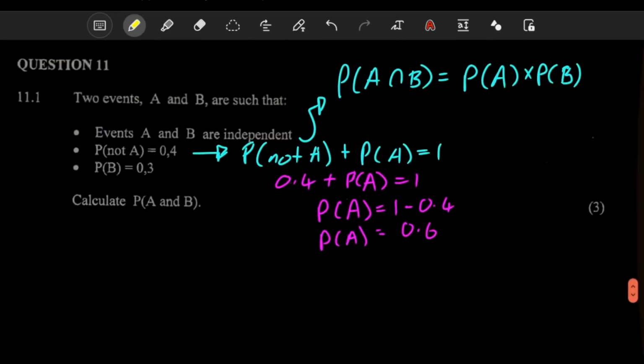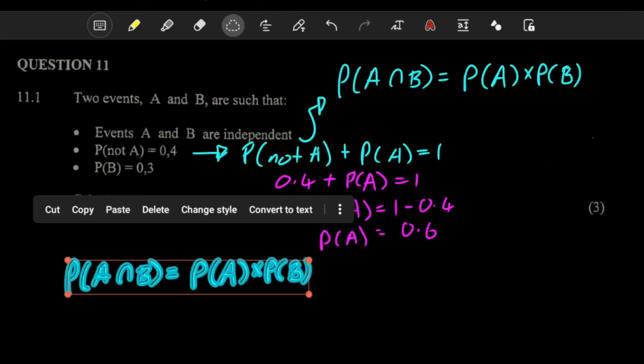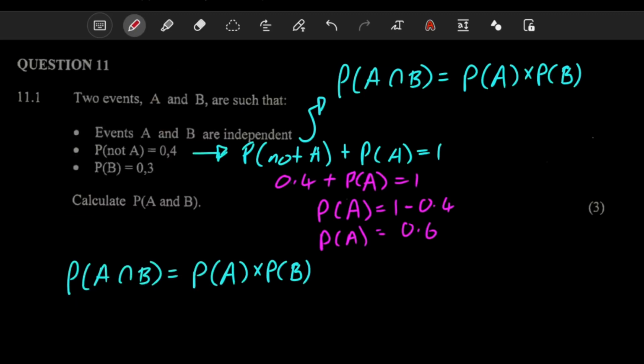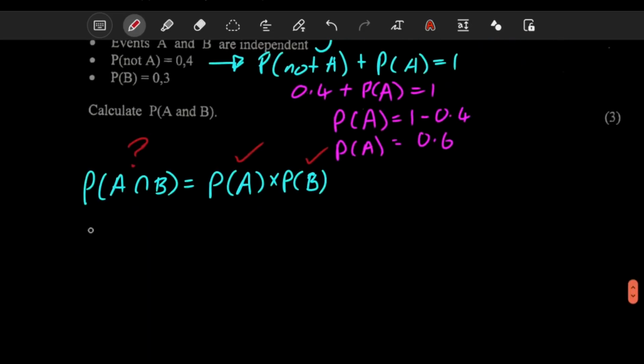So anyways, our formula is already telling us what we need to do. If you look at our formula, we have the probability of A, we have the probability of B. So this is what we want. So let's go get it. Now, this in our calculator is giving us 0.18. Perfect. You get those 3 marks, and you keep on moving.